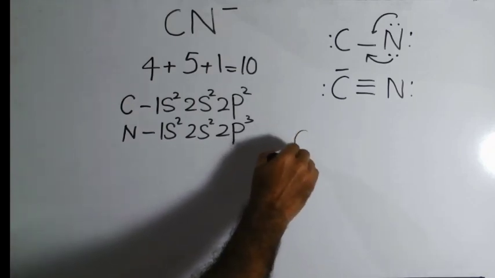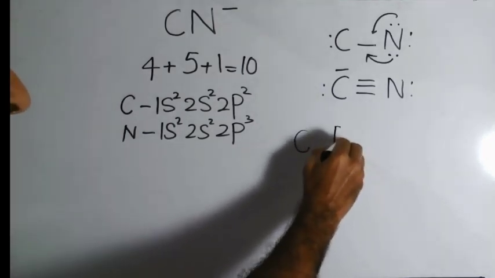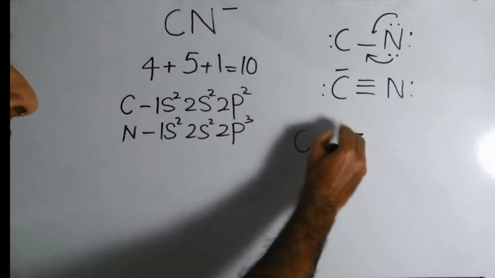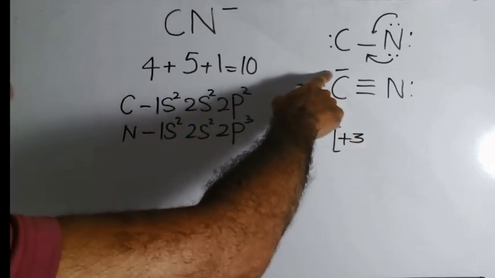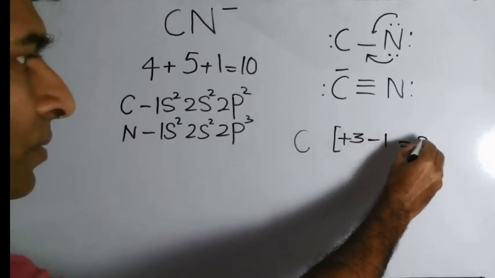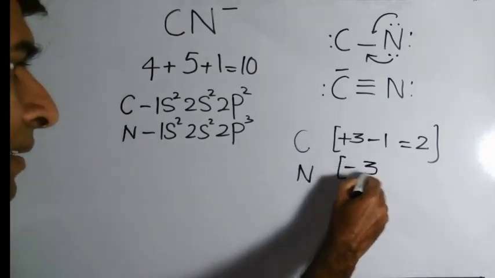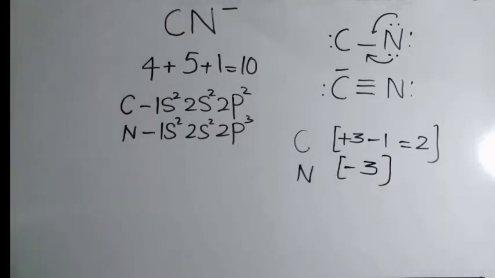So let us write carbon. It gains a plus 3 charge, but again it already has one negative charge. So minus 1 plus 3 would be equal to plus 2. When we go to nitrogen, it withdraws 3 electrons. So minus 3 is the oxidation number. So for carbon it is plus 2. For nitrogen it is minus 3.